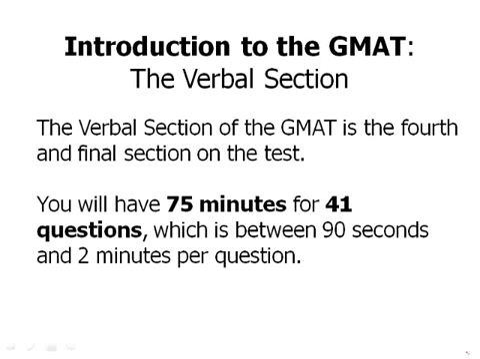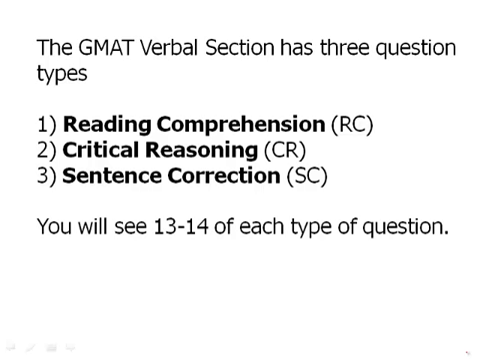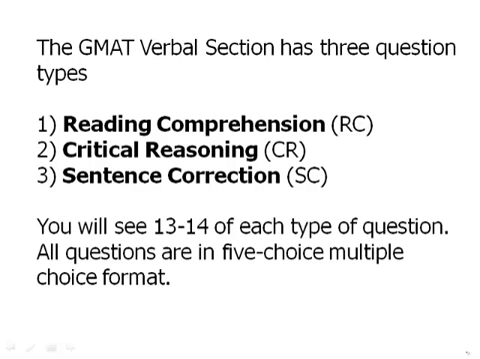The verbal section of the GMAT is the fourth and final section of the test. You will have 75 minutes for 41 questions, which is between 90 seconds and 2 minutes per question. The verbal section has 3 question types: reading comprehension, critical reasoning, and sentence correction. You will see about 13 to 14 of each of these 3 types, and all questions are in the 5-choice, multiple-choice format. So the very standardized test kind of format.